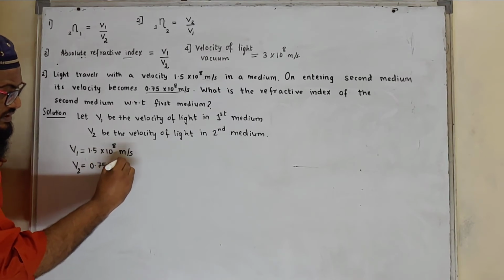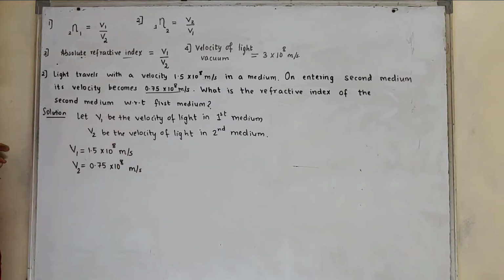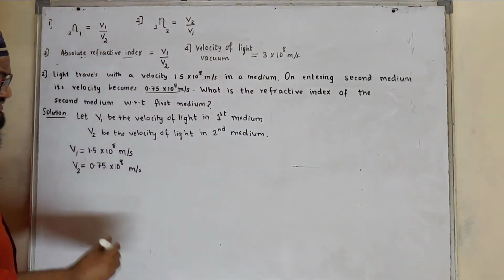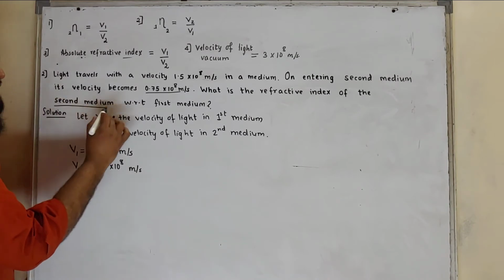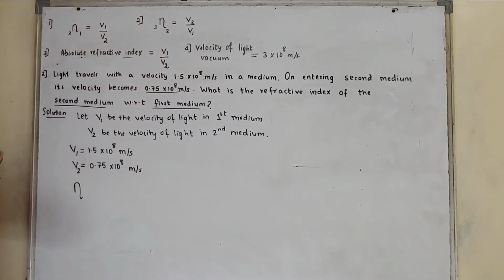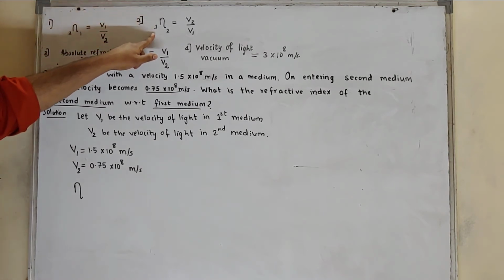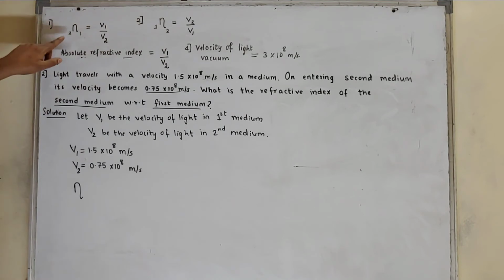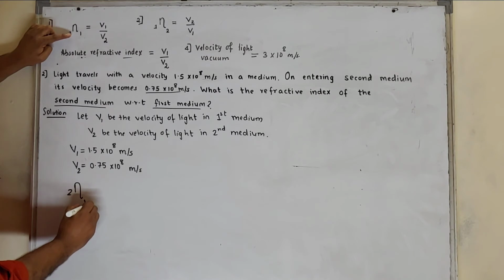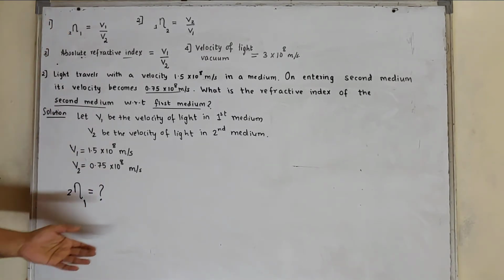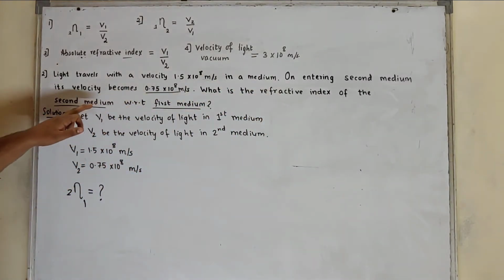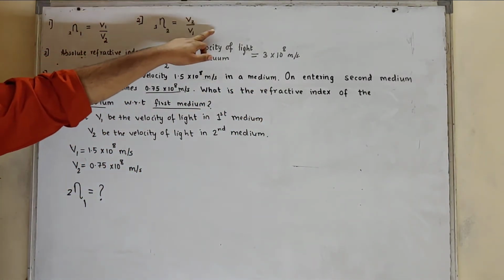0.75 into 10 raised to 8 meter per second. Then the question is, what is the refractive index of this second medium with respect to first medium? What is the question? Refractive index of second medium with respect to first medium is equal to question mark. They may also ask you, what is the refractive index of first medium with respect to second medium?